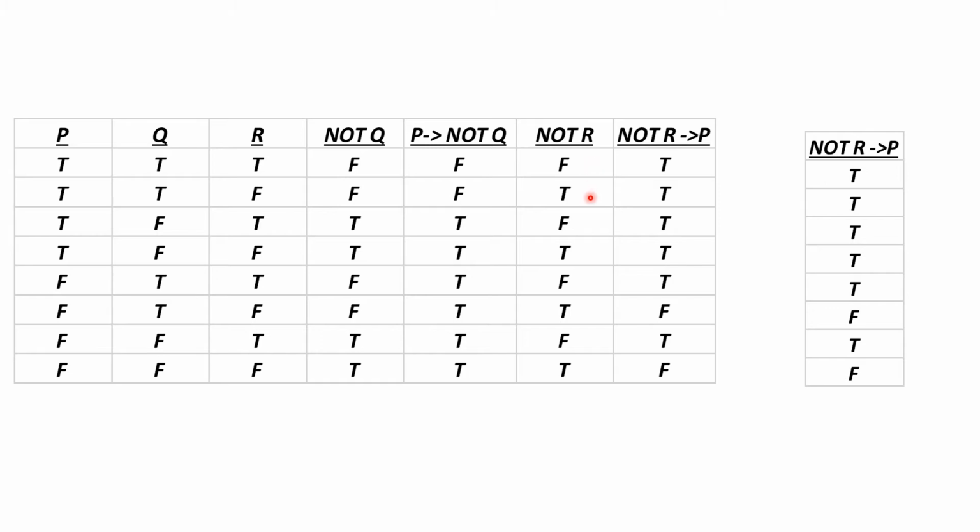So this is true, true, true, true. And this is a false implying a false. This is a true implying a false. That makes this false. This is a false implying a false, which is true. And this is a true implying false, which is false. So this is the column that you would write as your answer.